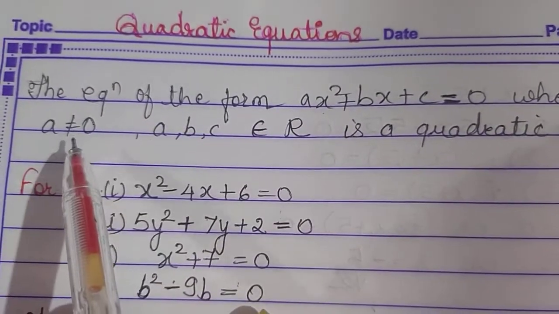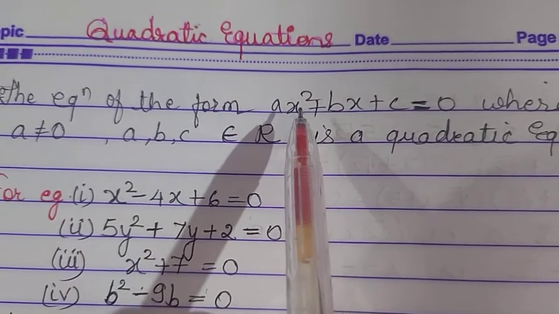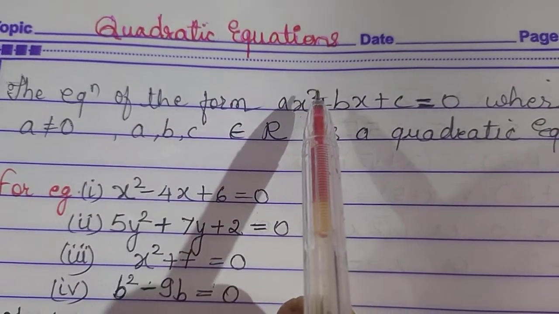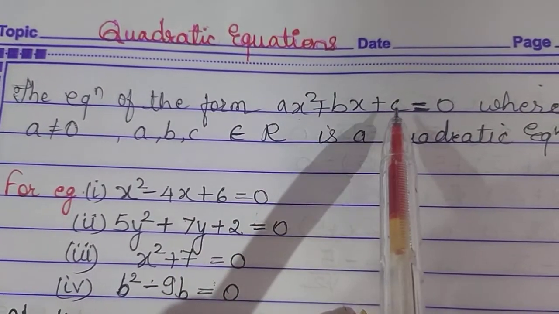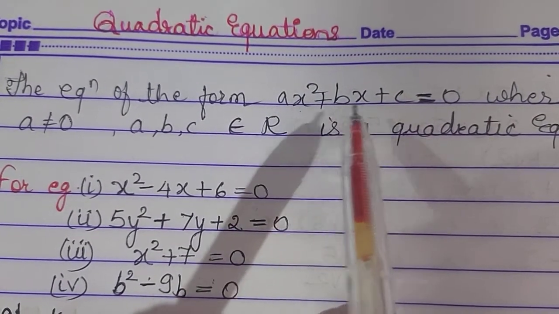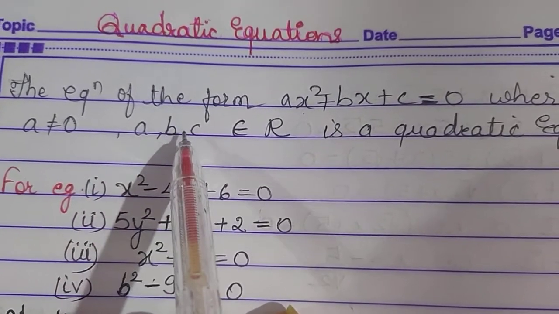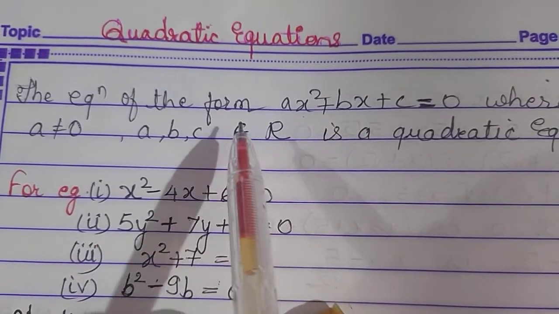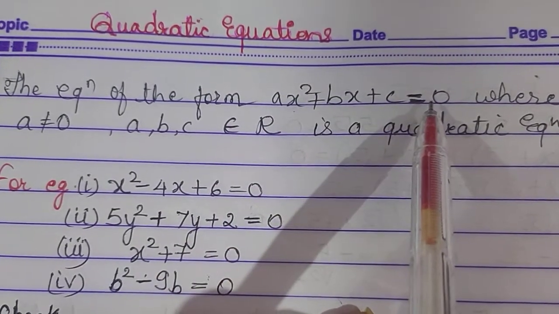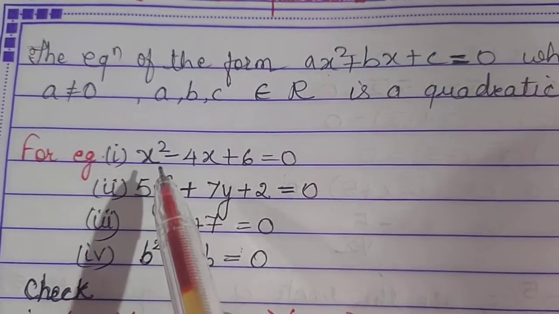Here the important condition is a is not equal to 0, that is, the coefficient of x² should not be equal to 0. b and c may or may not be equal to 0, and a, b, c are real numbers. So this is the general form of a quadratic equation. Here are some examples.